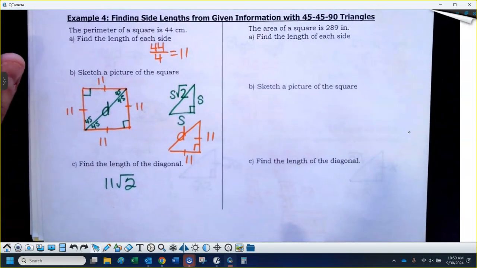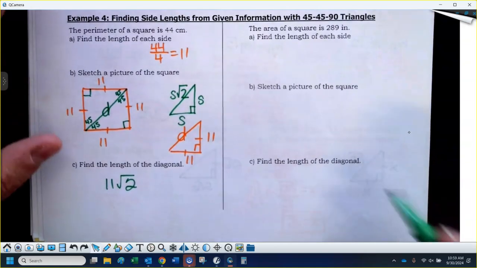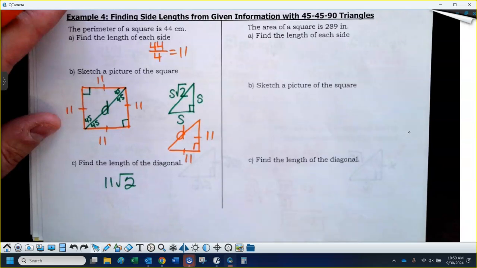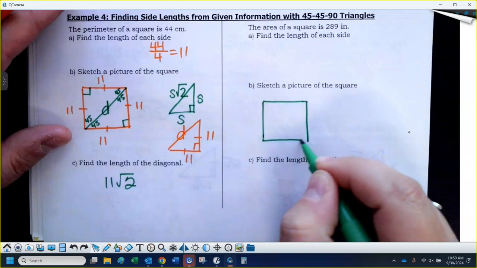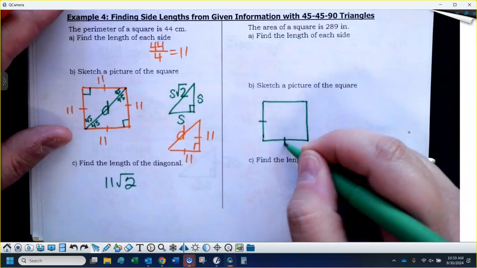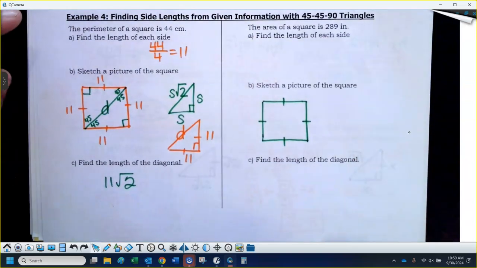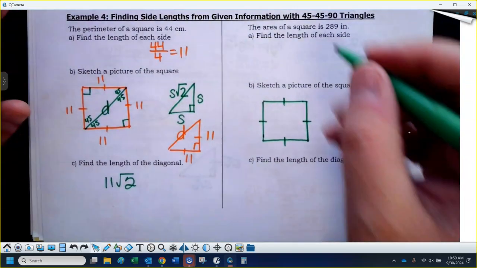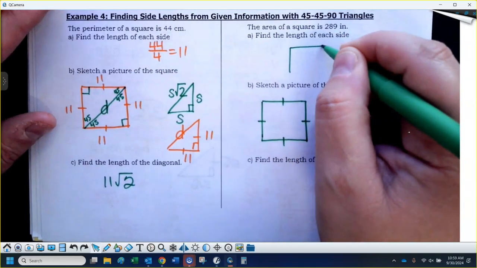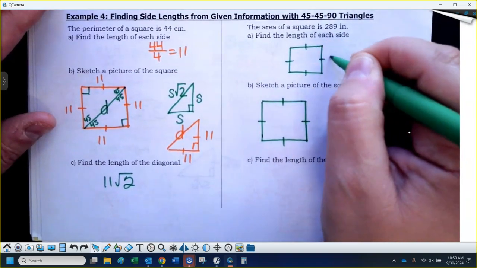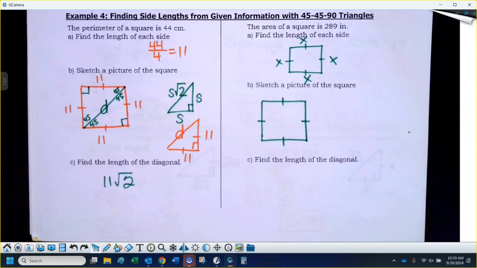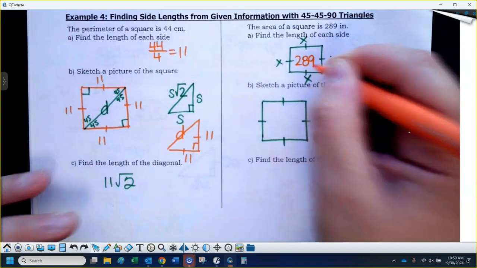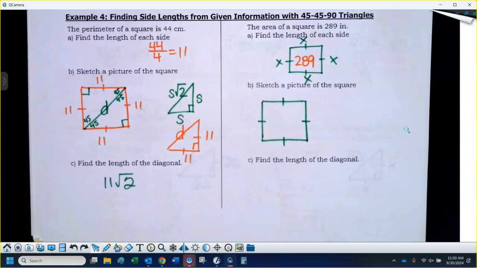All right, now I'm just going to give you the same kind of question, but a little bit different piece of information. So this is the area. The area of a square is 289. So we know if we have a square, all the sides are the same, right? So let me just draw another sketch right on this one here. All the sides would be the same. How would I figure out the side length of the square if I know the area? I know the area here is 289. How would you find the length of the side?